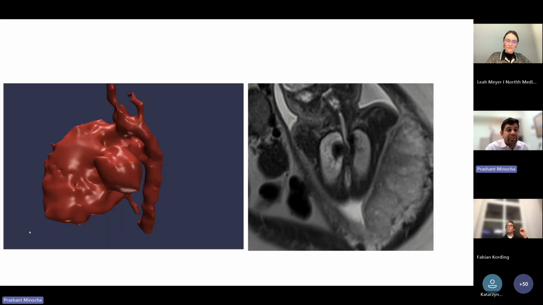Here's a 3D rendering of the black blood volume, and these 3D volumes were created using the automated SVR function from Northh Medical. You can see a very dilated left pulmonary artery and right pulmonary artery. The left pulmonary artery is more dilated than the right pulmonary artery. And in this coronal black blood image, you could see some compression, at least the suggestion of compression, of the left bronchus from the very dilated left pulmonary artery.